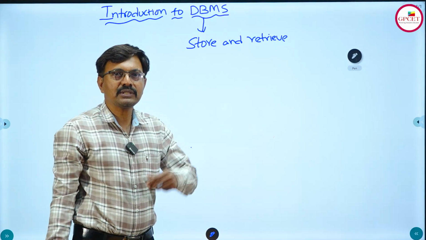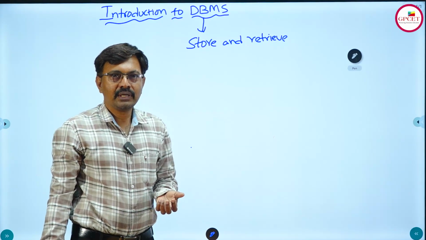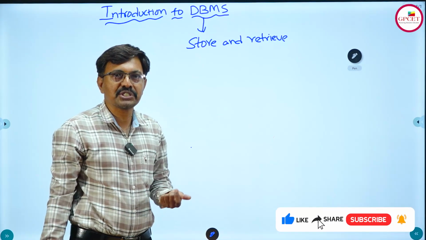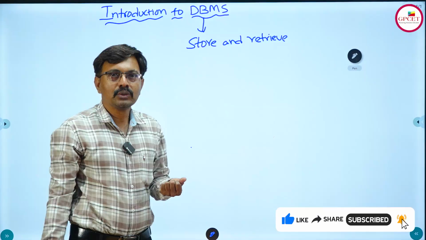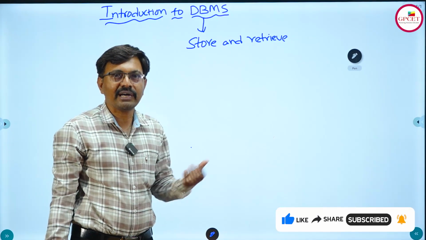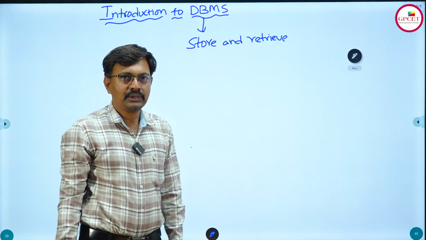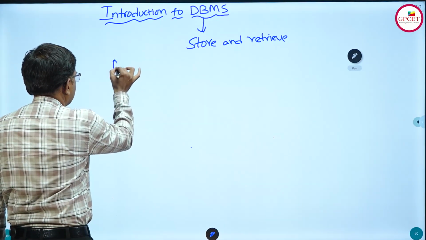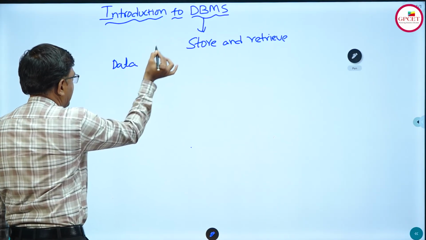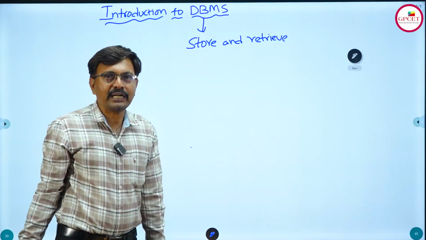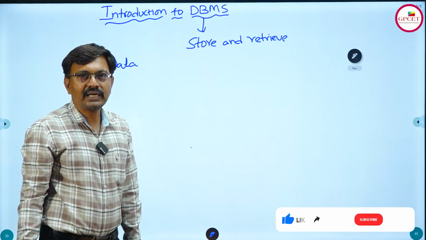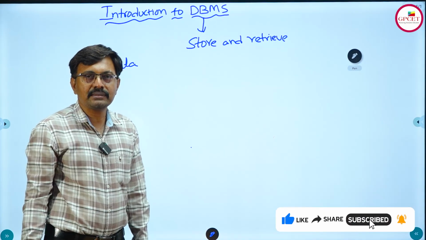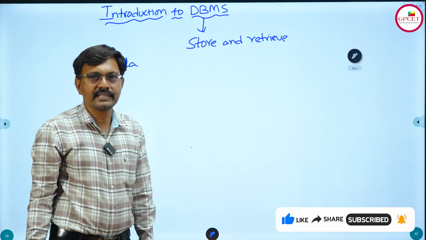Nowadays, without a database, we can't get anything, like credit card systems, hospital information systems, school information systems, university information systems. So many applications are available in database management systems. Before going to that, what is meant by data? What is meant by database? What is meant by database management system? What are the advantages and disadvantages of the database management system over a file system?